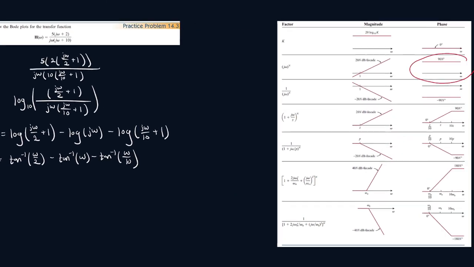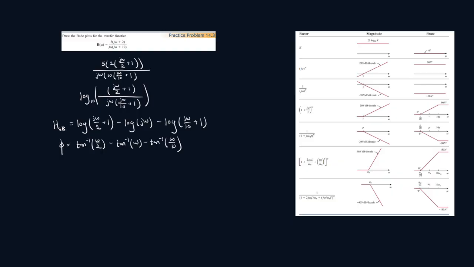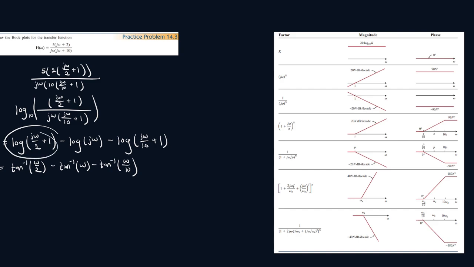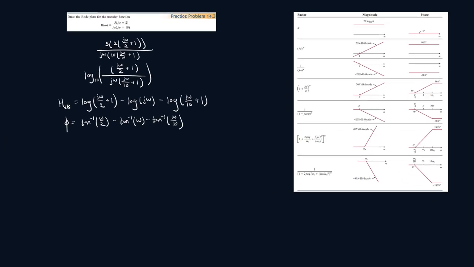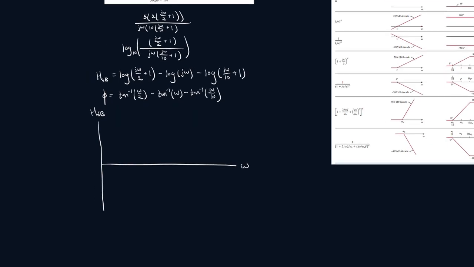Now to plot this, we're going to be using the following sheet. It's best to memorize this sheet, but for now we're just going to be using this. Whatever our equation matches with respect to this, that's what our plot will look like. So let's set up our decibel magnitude versus frequency plot. This will be H in dB, this will be our omega. So this is in decibels, and this is in radians per second.